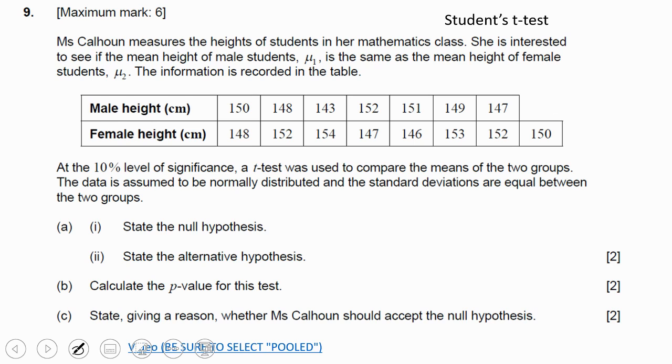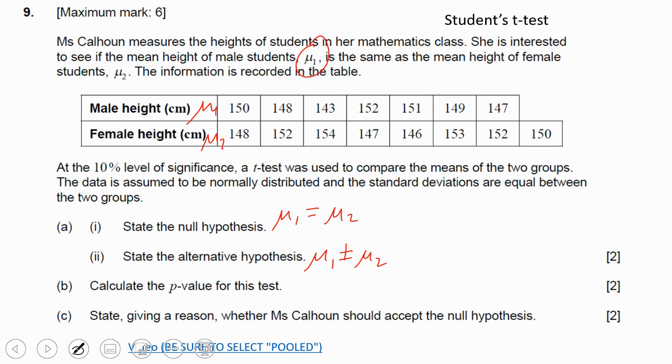T-test, most recent thing we did. She's interested if the mean height of male students is the mean height of female students. So you can call this X bar or a mean, either way. So state the null hypothesis. Mu1 is equal to mu2. We always assume they're equal. State the alternative. If you want to use x1, you can't. The x bar you can, but since they tell you it's mu, I'd say use that.